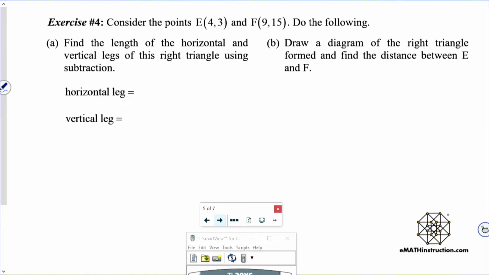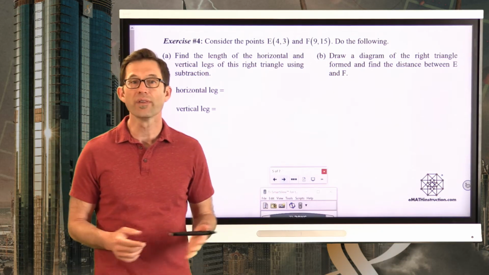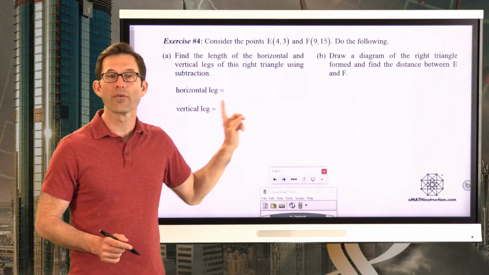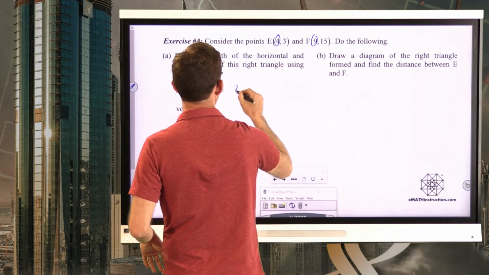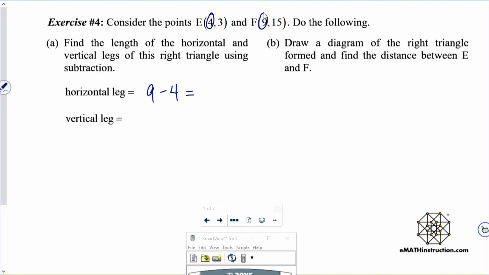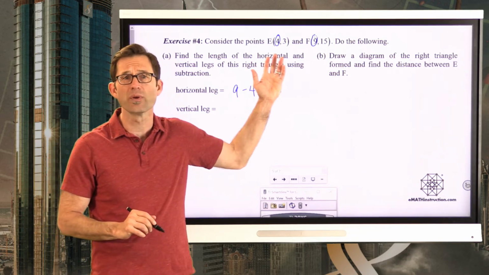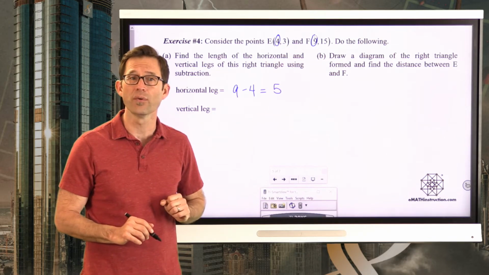So let's take a look at that in the next problem. Exercise number 4. Consider the points E (4, 3) and F (9, 15). Do the following. Letter A. Find the length of the horizontal and vertical legs of this right triangle using subtraction. All right, so it's really this simple, right? If I want to know how long the horizontal leg is, I'm just going to take this x-coordinate and this x-coordinate, and I'm going to subtract them to figure out how long that leg is. Right? What is the distance between 4 and 9? It's 5 units.